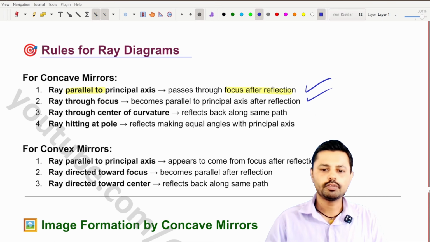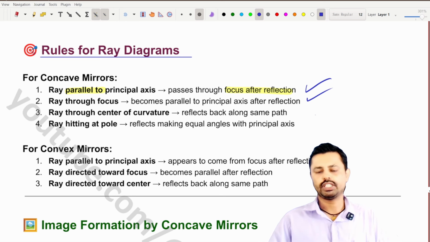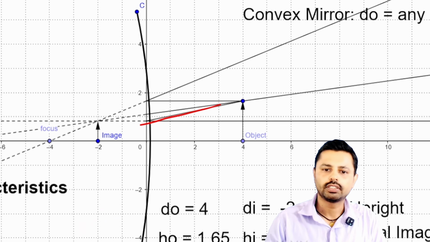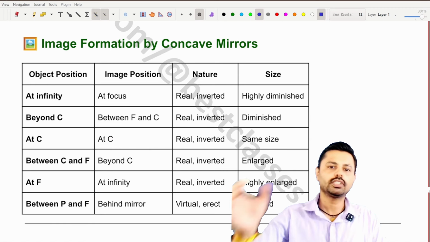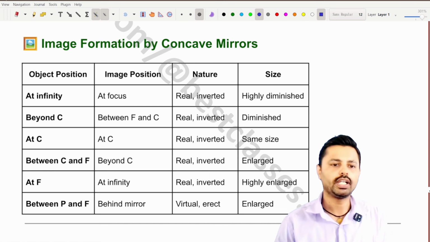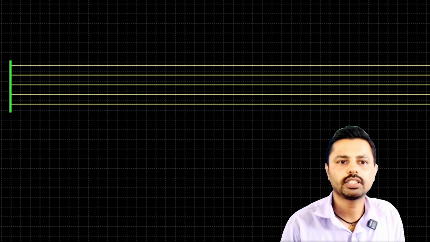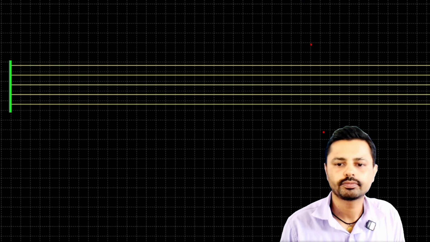Okay, so the parallel one. So yes, becomes parallel after. Ray directed towards the focus becomes parallel after reflection. Let's see that. But how? Observe this ray. It's going towards the focus. Okay. And after the reflection, it's coming parallel. That's the rule. Image formation by concave mirror. If object is at infinity, the image will form at focus. So let's do that. Now these lines are parallel. Let's have a concave mirror.